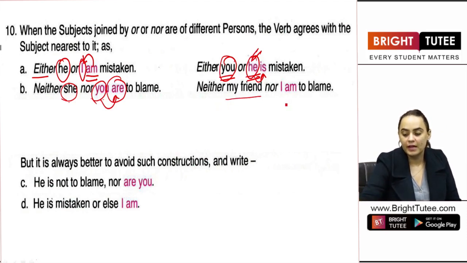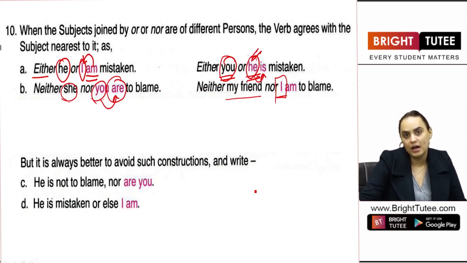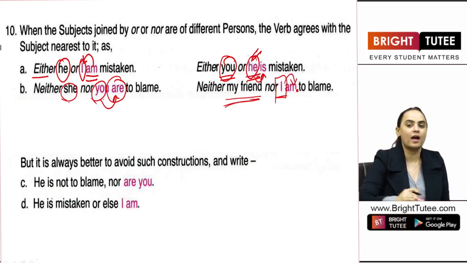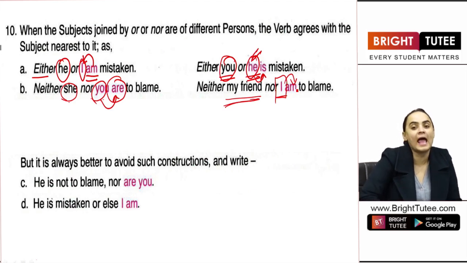Neither my friend nor I am to blame. Again, two nouns we have, my friend and I. My friend is singular and with I we use am. Since I is the closest to the verb, therefore I am going to use am over here.